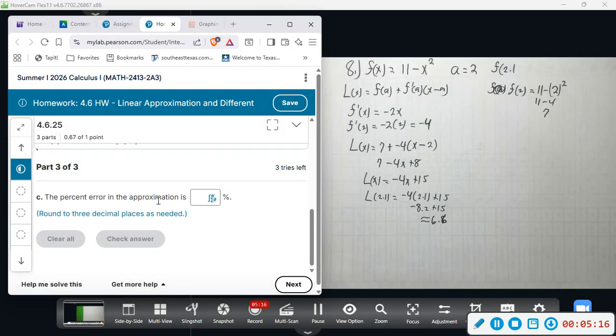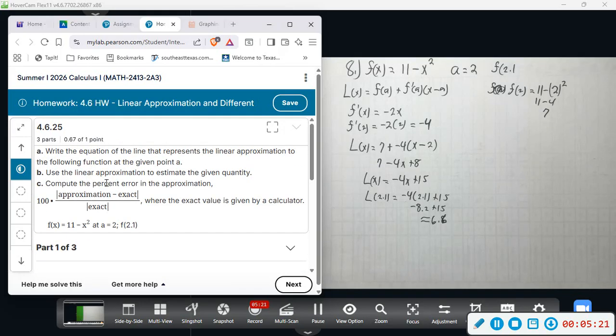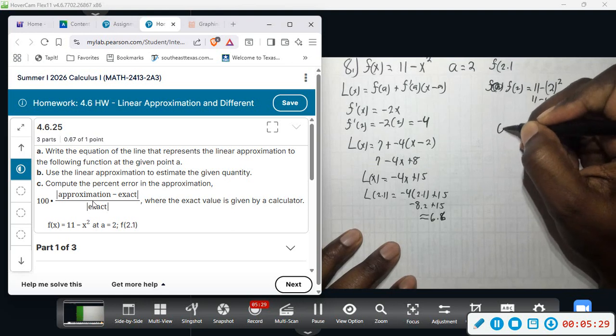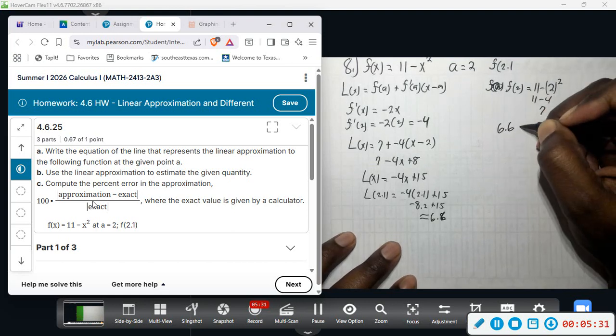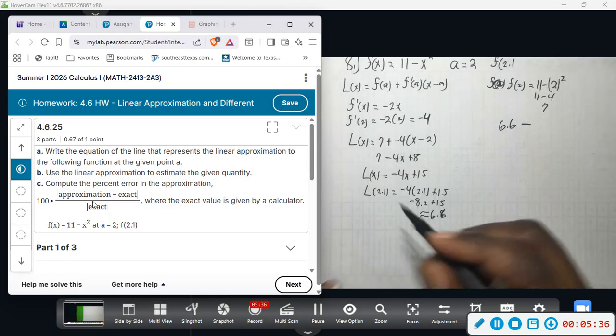All right, and then the percent error. So for the percent error, we're going to use the approximation, subtract the exact, divided by the exact. Our approximation is getting us 6.6. The exact is what we get when we plug in 2.1 to the actual function.